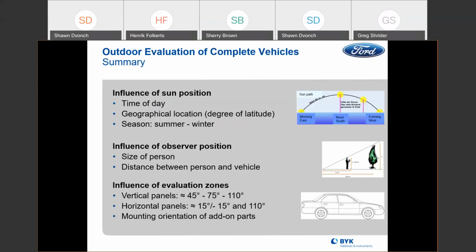So just in summary, there's many things you have to remember. The influence of the sun position, whether it's the time of day, the location in the world, the season, the influence of the observer, how tall they are, the distance to the vehicle. And then when you look at the evaluation of different panels themselves, the vertical panels could be 45, 75, 110. Horizontal panels could be 15, minus 15, and 110. And then, like we've been talking about the whole time, the mounting orientation of the add-on parts.